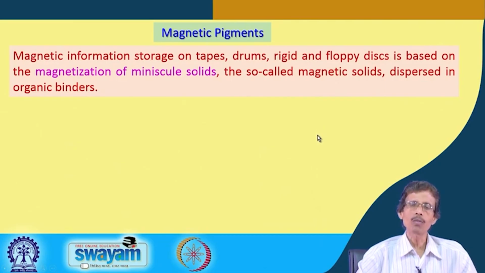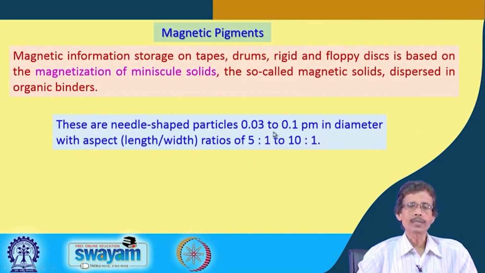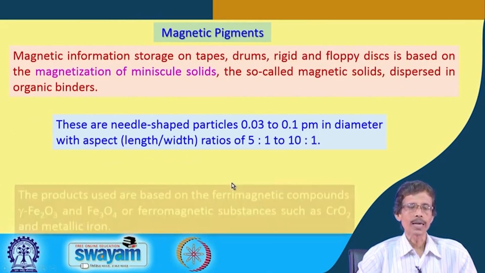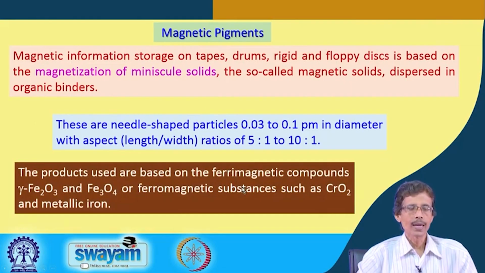So, when you make all these electronic gadgets useful, we use some inorganic pigment. The only thing is that your particles should be magnetic in nature. The needle-shaped particles are 0.03 to 0.1 picometer, so the diameter is very small, and the aspect ratio, the length to width ratio, is 5 to 1 to 10 to 1. The products used for these are ferrimagnetic compounds, not ferromagnetic, like gamma Fe2O3.